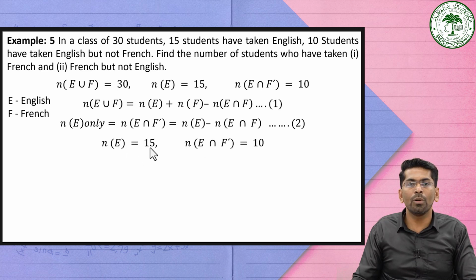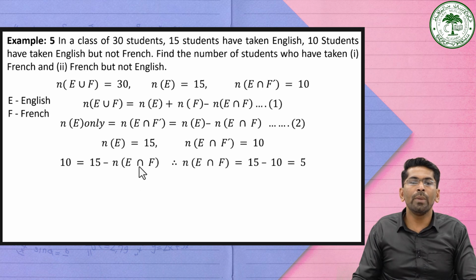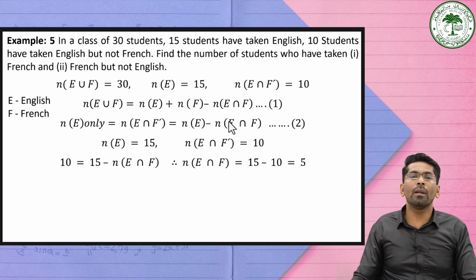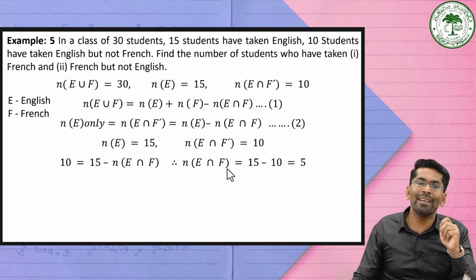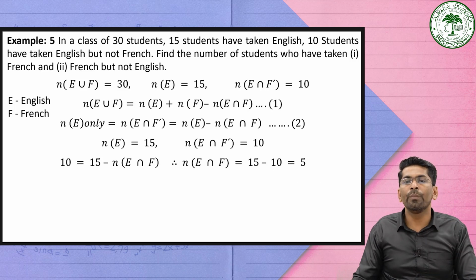The number of elements in E is equal to 15 and the number of elements in E intersection F complement is equal to 10. By using these two pieces of information, we can substitute here. Then it becomes 10 equals the number of elements in E, which is 15, minus the number of elements in E intersection F. Therefore, we can solve for the number of elements in E intersection F, which is 15 minus 10, equal to 5. So we got the number of elements in E intersection F equal to 5.